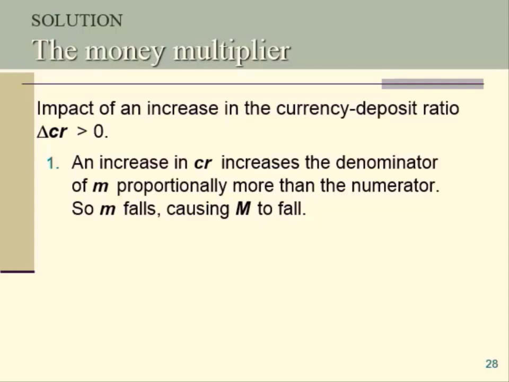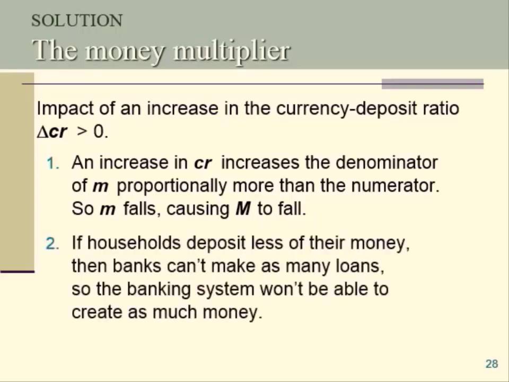It increases CR. So once you know that CR increases, you know that it affects the denominator proportionally more than the numerator. So the money multiplier actually falls. An increase in CR decreases the money multiplier, therefore causing money supply to fall. The intuition is this: if households deposit less of their money, then banks cannot make as many loans, so the banking system would not be able to create as much money.